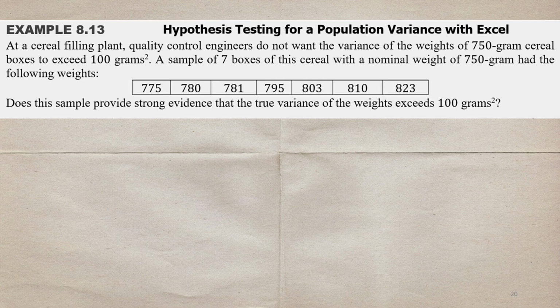Let's do another example of hypothesis testing for a population variance, but this time by using Microsoft Excel. At a cereal filling plant, quality control engineers do not want the variance of the weights of 750-gram cereal boxes to exceed 100 grams squared. A sample of 7 boxes of this cereal with a nominal weight of 750 grams had the weights as shown in the table. Does this sample provide strong evidence that the true variance of the weights exceeds 100 grams squared? Pause the video and try it.